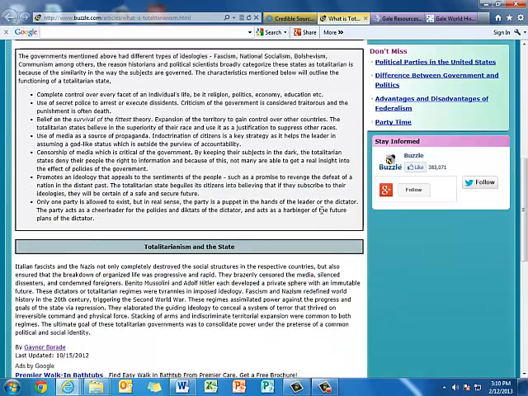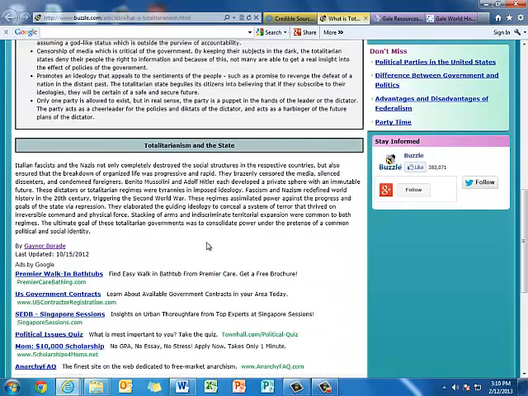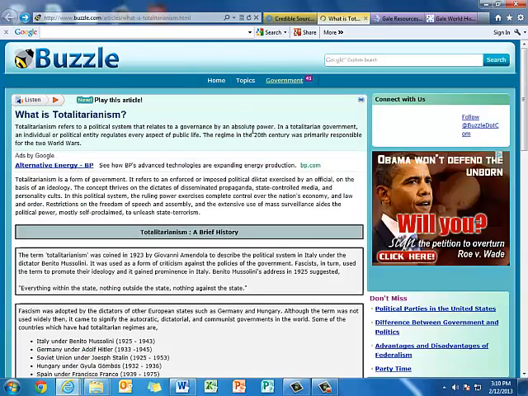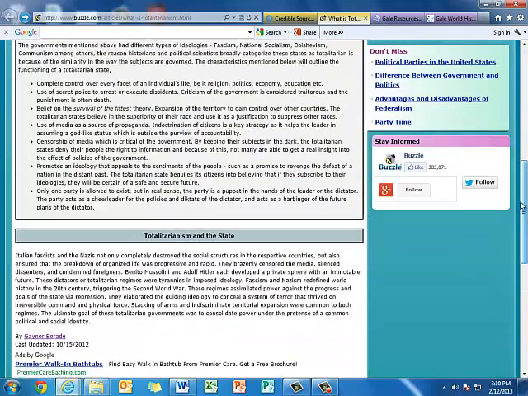And it has quite a bit of information for you. And it shows that it was updated in 2012. And if you click on the author, you can learn about who wrote it. It says that she has been a part of the education system since 1992, and she has extensive training in dealing with adolescents. So, do you think that this source is credible or not credible?